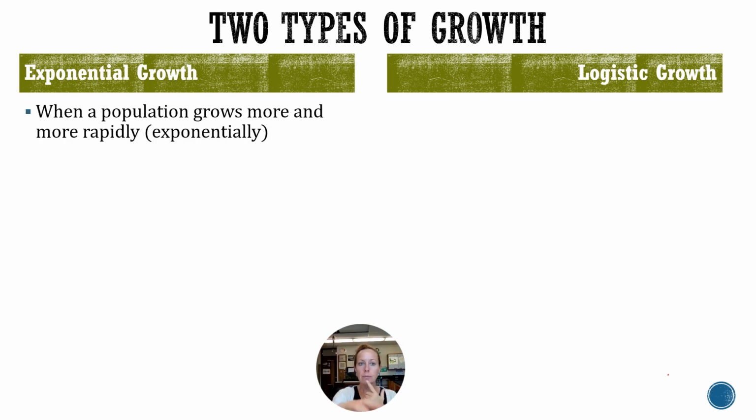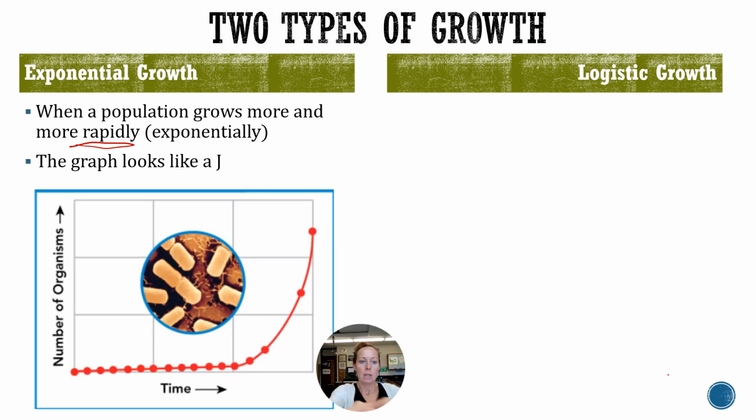Exponential growth. This is when a population grows rapidly. Exponentially is rapidly, okay? It looks like a J on a graph, and the picture looks like this. So we have kind of a stable number right here, and then we skyrocket up, okay?